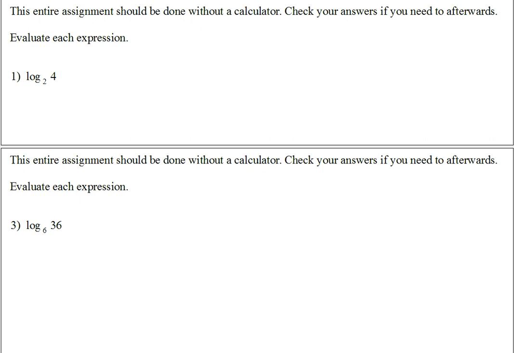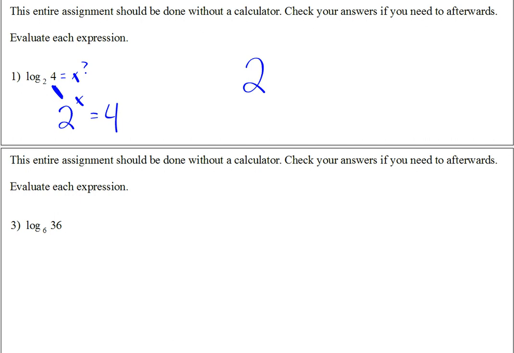For number 1, log base 2 of 4, that's how you'd read it, is saying, what power do I raise 2 to get 4? So these have the same meaning. Log base 2 of 4 equals what? What it's asking is, what power do I raise 2 to get to 4? And the answer, I hope you know, is 2. That's why we can do this without a calculator.